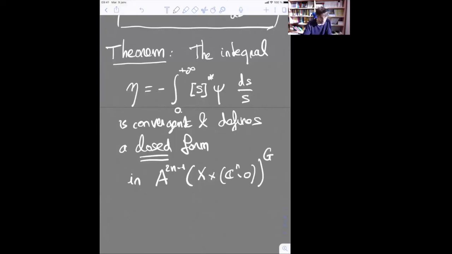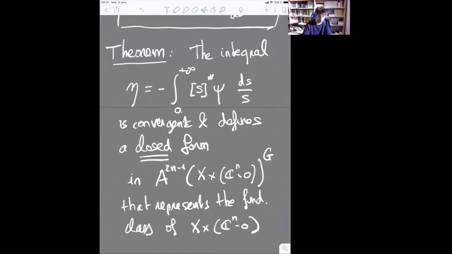And this form, I already spoiled it in the introduction, represents the fundamental class of X cross C^n minus 0. Okay. So let me prove this theorem. And the first thing is to check that the integral is indeed convergent.